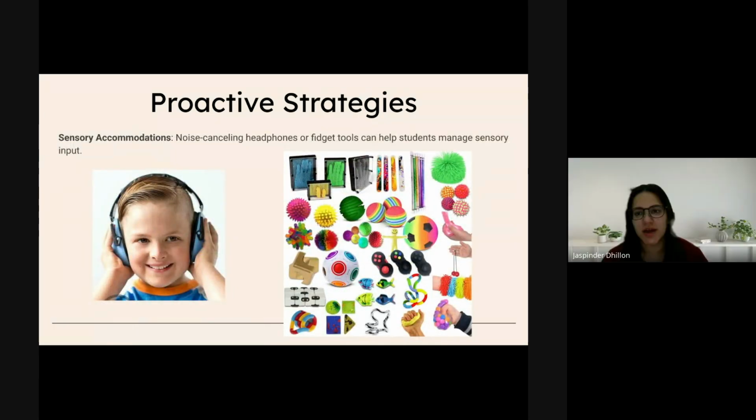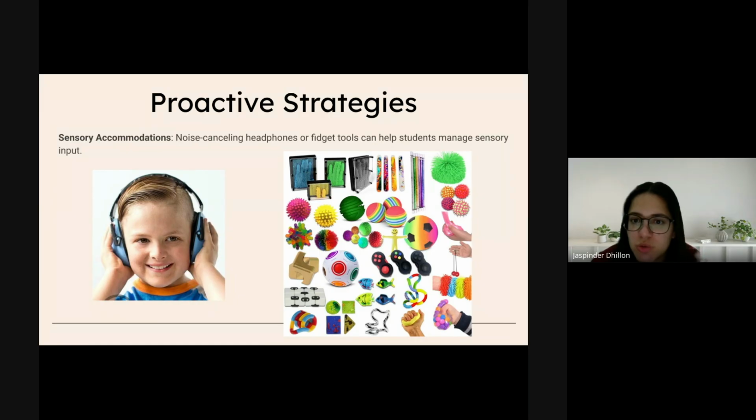The next one is sensory accommodations. So we could have something such as noise canceling headphones. If you know that your students may be sensitive to loud noises, we could use these noise canceling headphones.